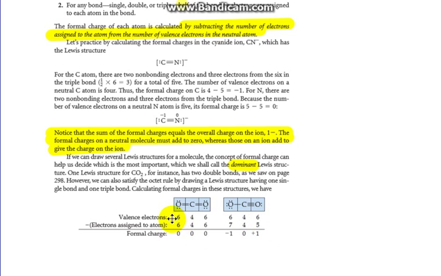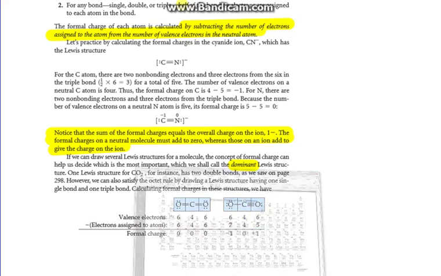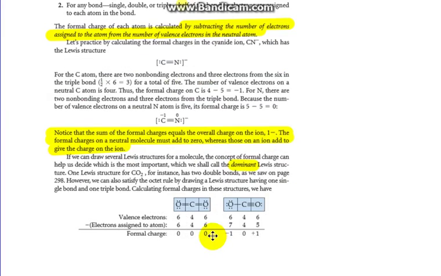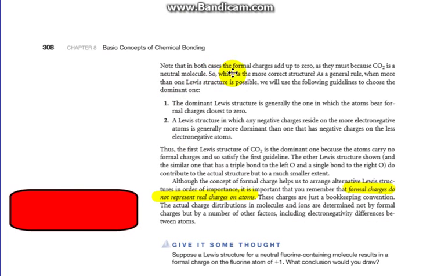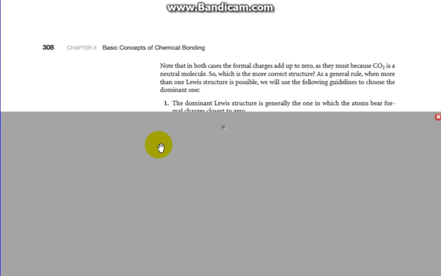So you can see here the valence electrons from the periodic table. Subtract the number of shared electrons and the number of lone pairs of electrons. Here we get 6 minus 6, 0, 0, 0. My valence electrons for oxygen is 6 minus the ones that are in this molecule. So I get -1, 0, and +1. So the total charges work out to be 0 here. The total charges here are 0. So still, which one do we keep? Notice that in both cases, the formal charges add up to be 0, as they must because CO2 is a neutral molecule. So which is the dominant structure?